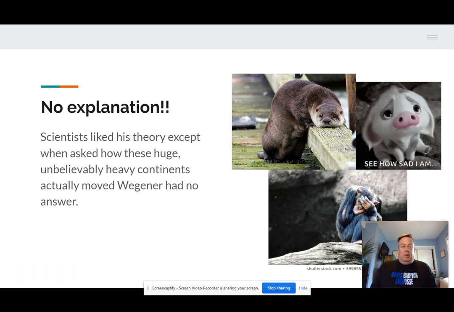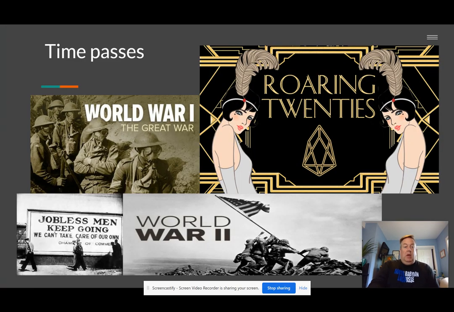All right, where we left off, Alfred Wegener had just proposed continental drift, and when he presented it to the scientific community, they asked him how the continents moved, and he had no answer. Okay, so that is where we left off, and let's get through this. So Wegener presents his theory.